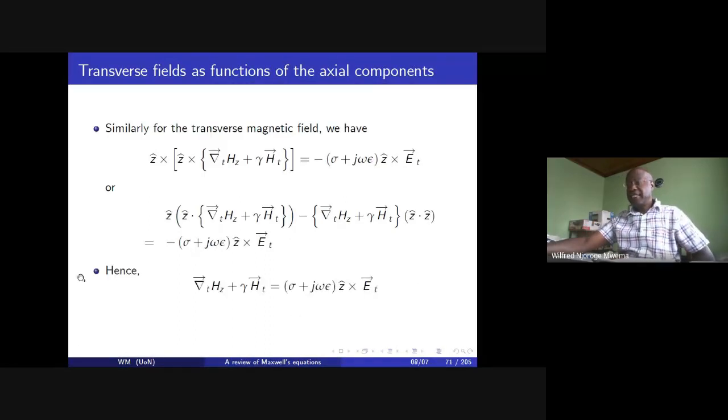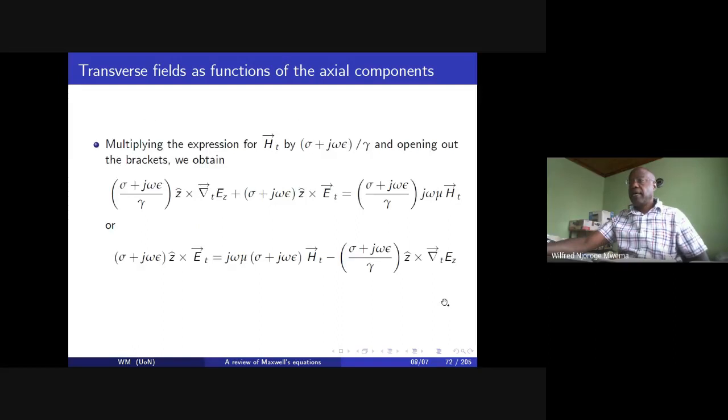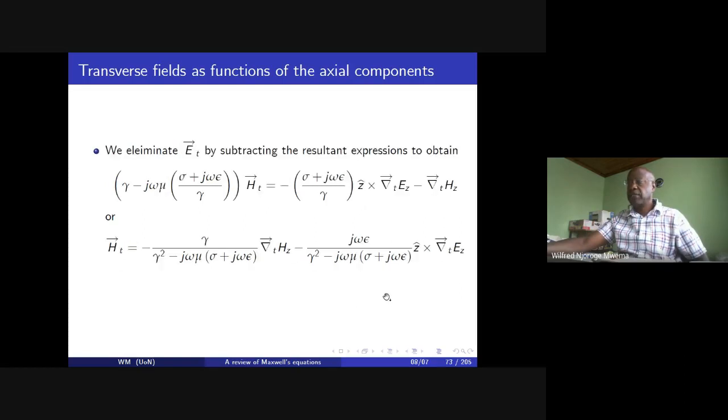So we can say that when we do this, we get H_z as shown there, and we multiply the H_z by sigma plus j omega epsilon by gamma and open up the brackets so that we reduce that into the same kind of value as before. And our objective is to try and eliminate E_t from the equation of H. And what we get is the equation as follows. And by subtraction, that gives us the following.